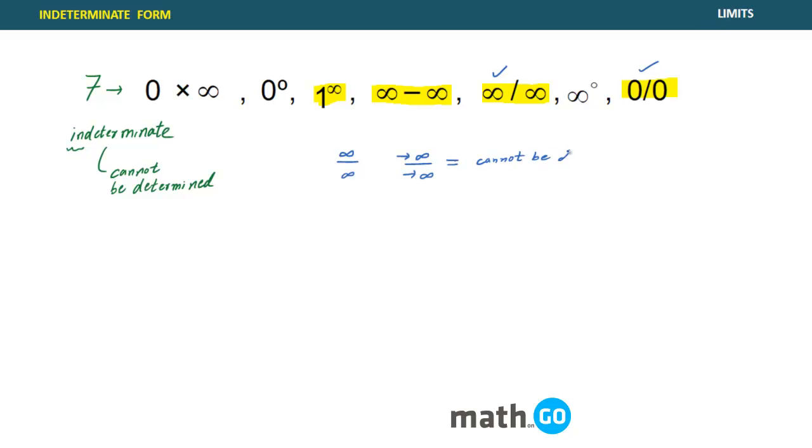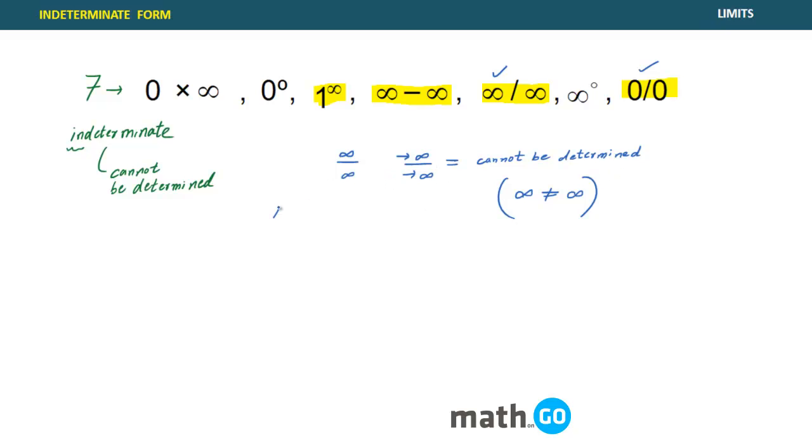Some of you will be thinking, sir, why can't we cancel infinity by infinity and write it as 1? First of all, infinity is not equal to infinity. Understand this fact. Two infinities are never equal. So that is the reason I cannot cancel infinity and infinity here and write 1.